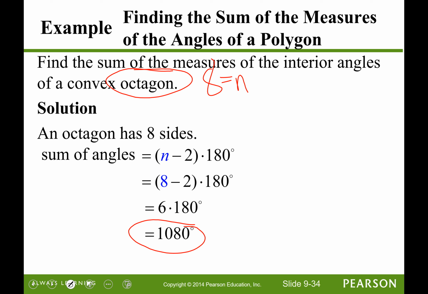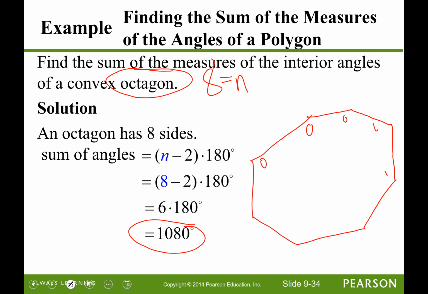So what that means is any octagon, so an 8-sided polygon, doesn't have to be regular. If you add up this measure, this one, this one, this one, this one, this one, this one, and that one, you will get 1080 degrees every time, as long as it's a convex octagon.